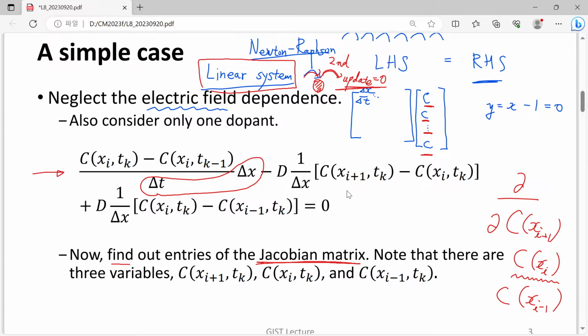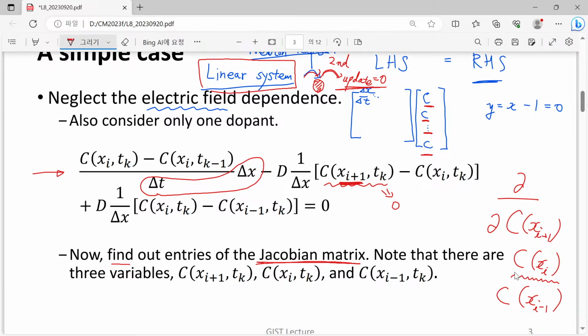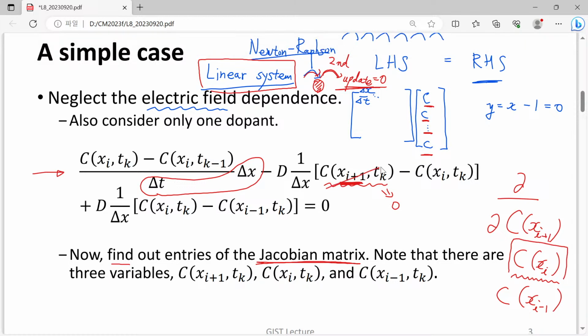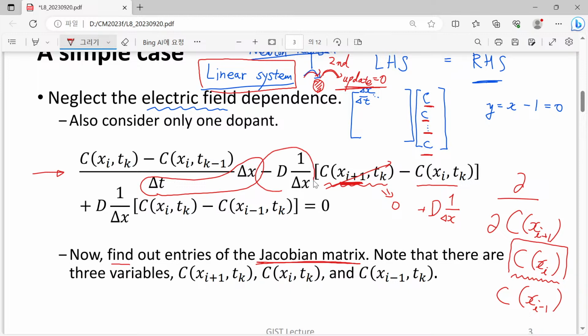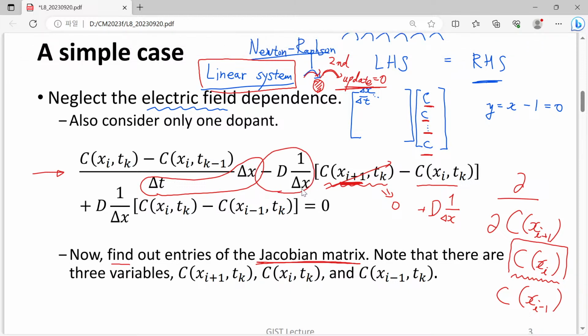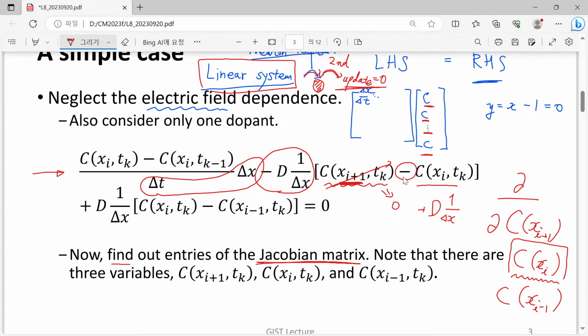So it's okay. And how about this one? This one does not contribute because this is positioned at x sub I plus 1. So when we make the partial derivative with respect to this center point, then it does not contribute at all. However, in the case of this quantity, yes, it contributes, and its contribution will be d times 1 over delta x. Why we have this positive value? Because here we have minus d divided by delta x, and here once again minus.